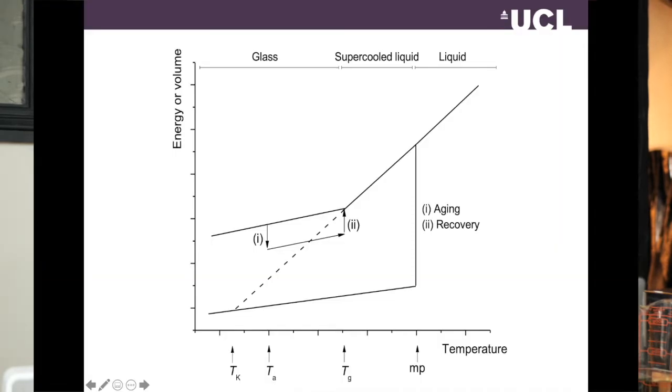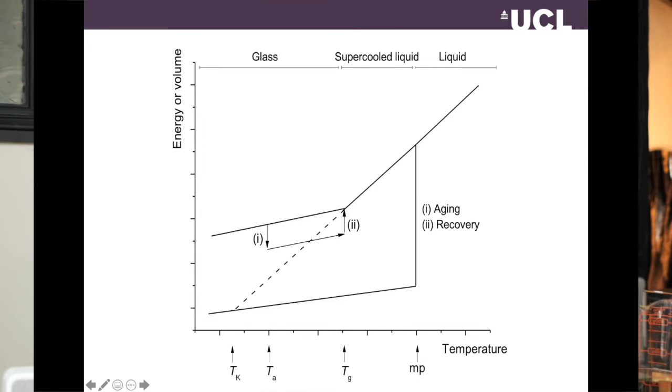Above the glass transition temperature, the material is said to be in structural equilibrium. That means if there is a change in temperature, there is a concomitant change in structure. And below the glass transition temperature, the material is said to be brittle and not in structural equilibrium. So that means if there's a change in temperature, the molecules don't change their structure.